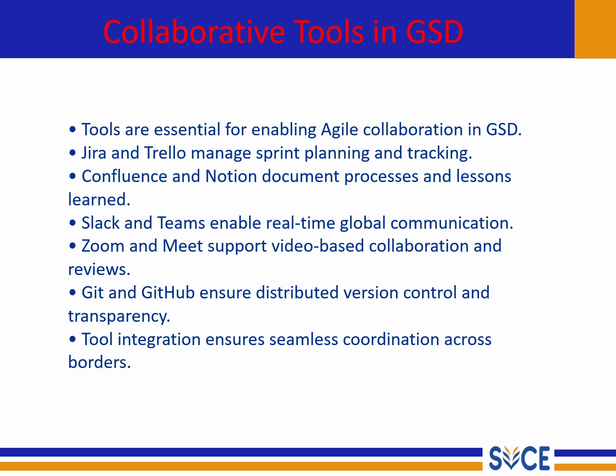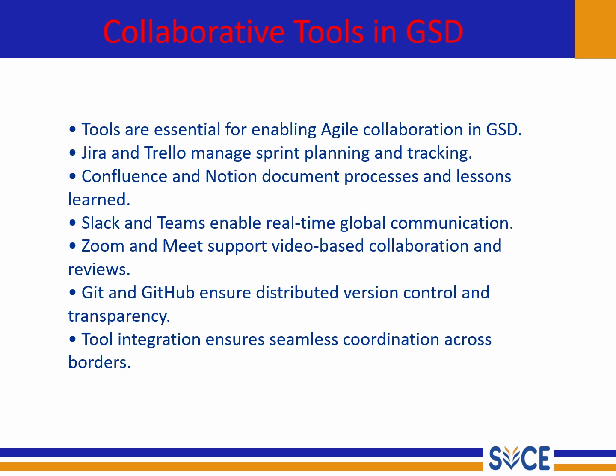Tools are essential for enabling agile collaboration in global software development. This is because distributed teams rely on tools to stay connected and organized. Jira and Trello manage sprint planning and tracking. These tools help teams assign tasks, monitor progress, and manage workloads efficiently.